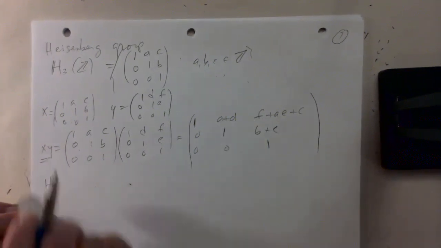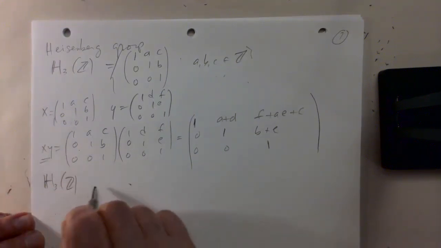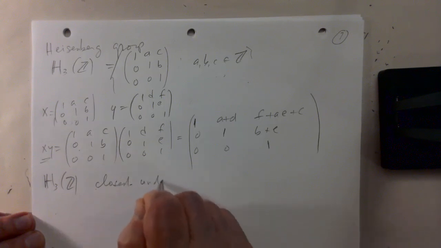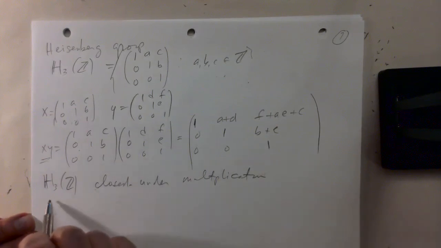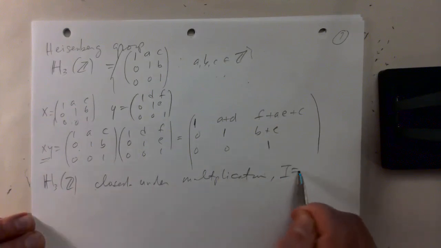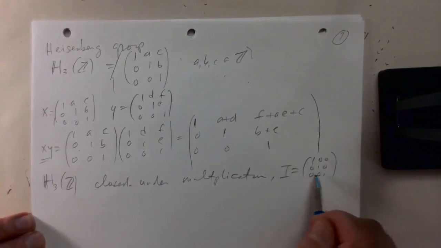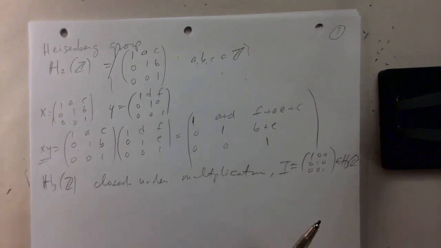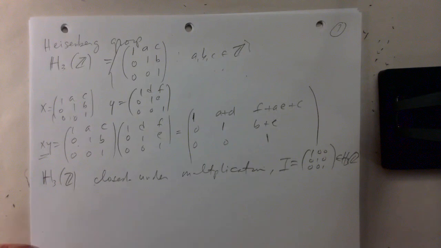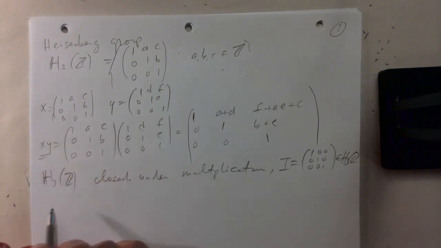So H3 of Z is closed under multiplication. And the identity matrix, now we have to look at the 3 by 3 identity matrix. Well, this has 1s down the diagonal and 0s below, so this is in H3 of Z. So this contains the identity. We just need to show that it contains the inverse of each of its elements. That is, if you take a matrix of this form, the inverse also is of this form.